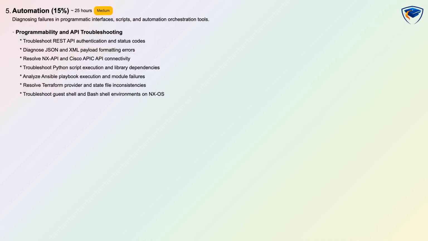The automation topics cover Python script execution and library dependency failures, Ansible playbook runs and module errors, Terraform provider and state inconsistencies, and issues inside guest shell and bash shell environments on NX-OS. Learning to parse API responses, validate automation workflows, and handle error codes will let you restore automated orchestration quickly.